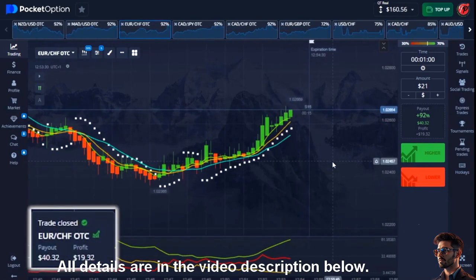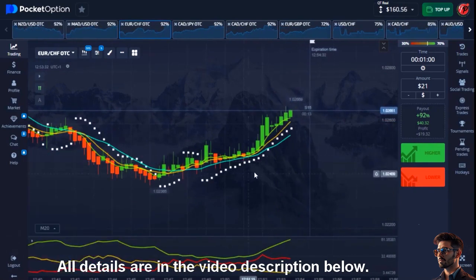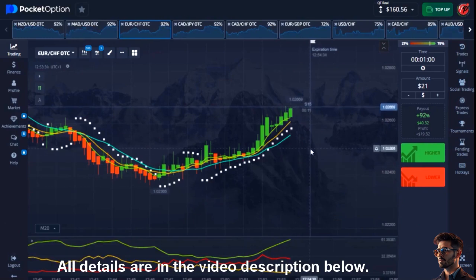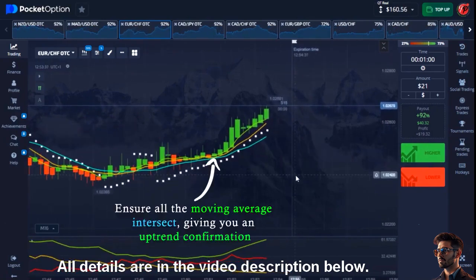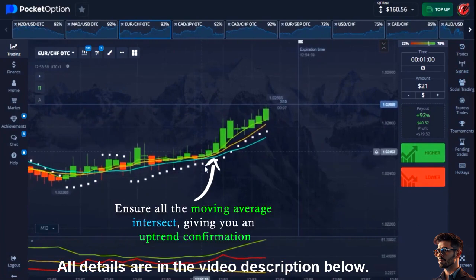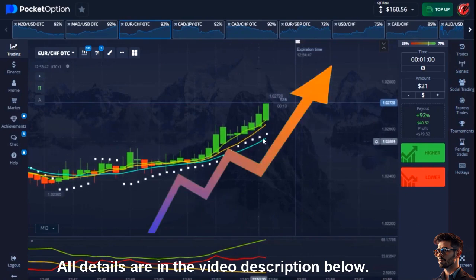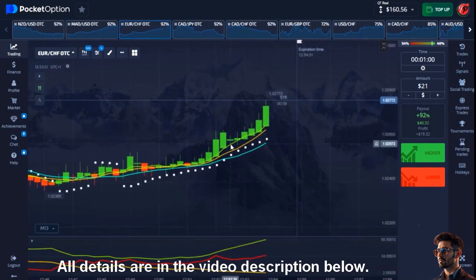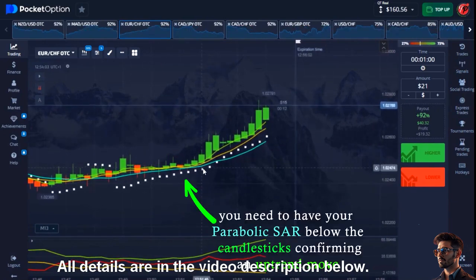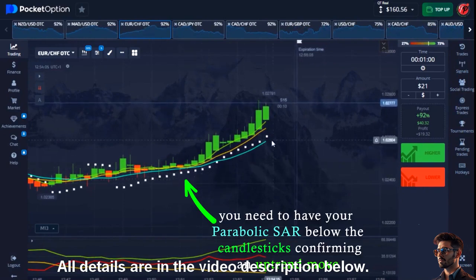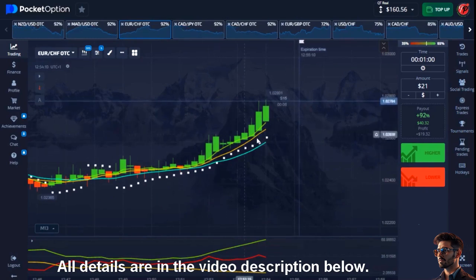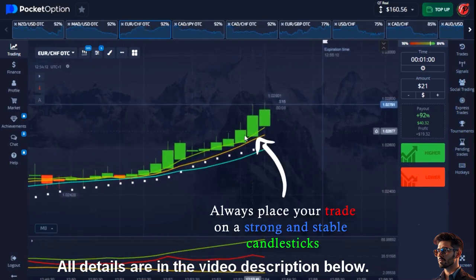So guys, you can see that it's actually a very simple strategy. If you are going for an up trade, the number one thing is to always make sure that the three moving averages intersect each other. And not only that, the three of them are giving you a very strong uptrend confirmation. The same thing applies with our parabolic SAR. Our parabolic SAR also needs to be giving us a very strong uptrend confirmation, just as our moving average. And another thing is to always make sure that you're placing your trade on a very strong candlestick.